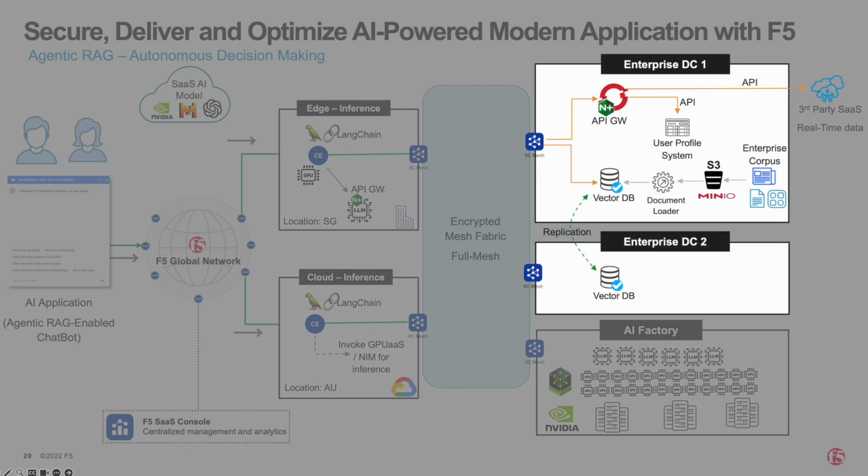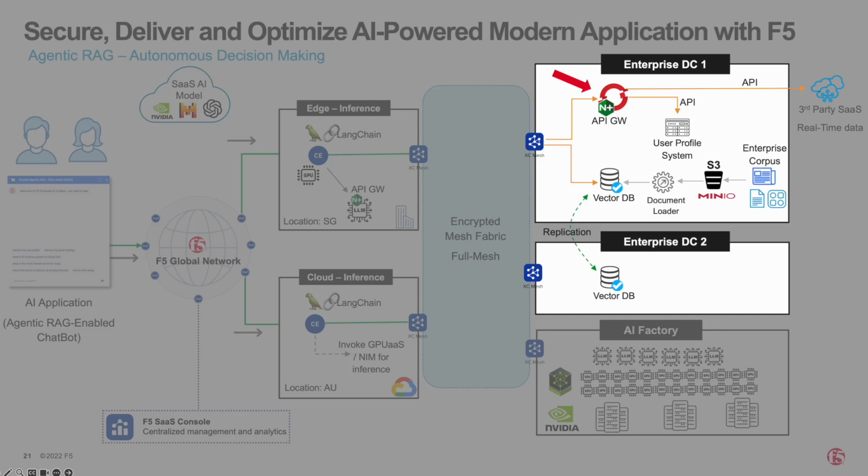For the enterprise data center, I have 2 sites. I have DC1 and DC2, each containing typical enterprise components. In this setup, there is a user profile system protected by an Nginx API gateway hosted on the OpenShift container platform. The Nginx API gateway is managed through F5 Nginx One, which provides access to the enterprise-grade component for delivering, scaling, and securing apps and API.